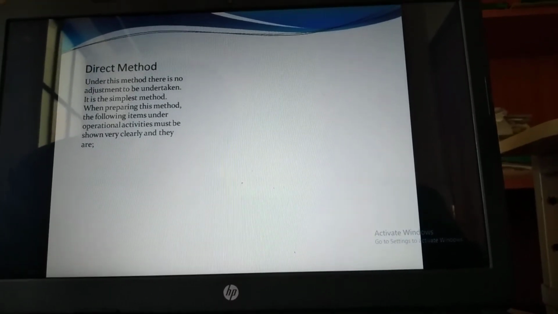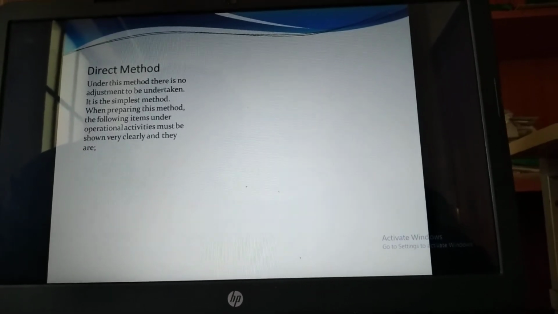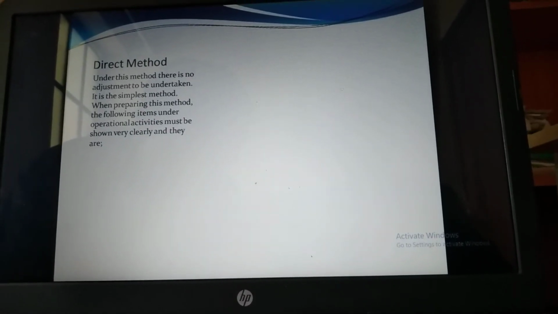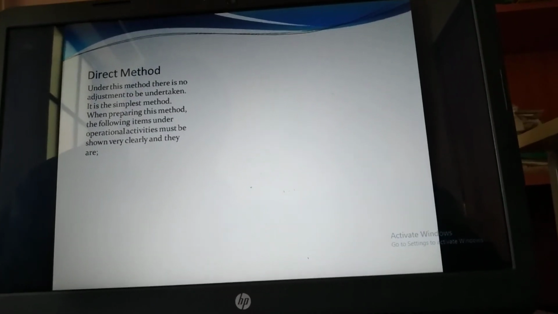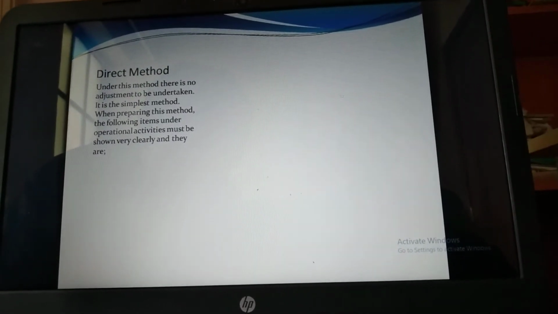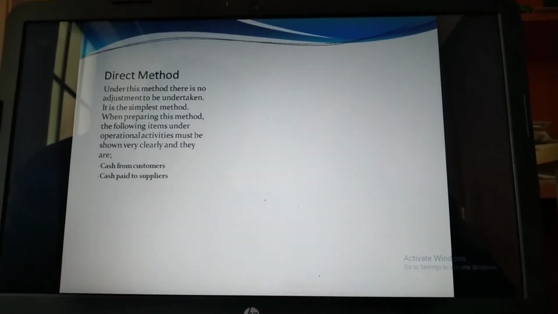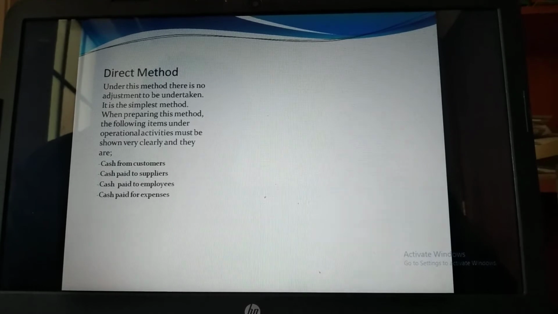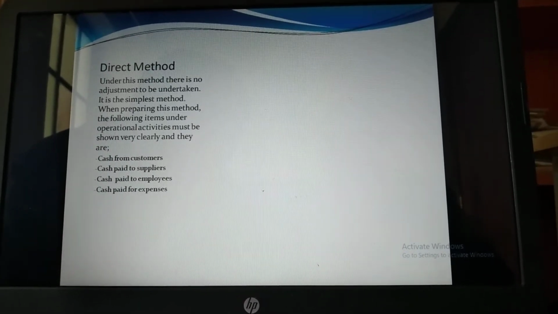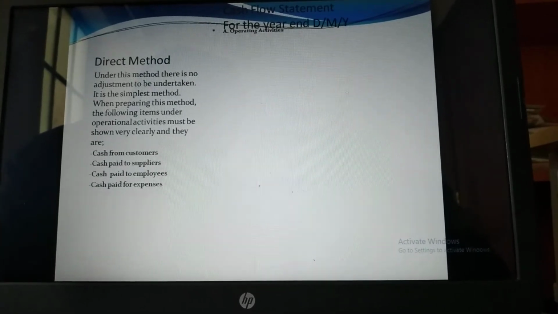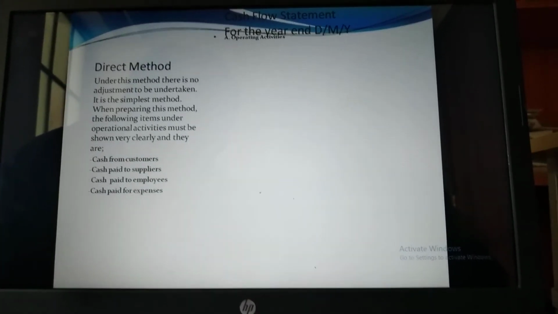When preparing this method, the following items under operation activities must be shown very clearly, and they are: 1. Cash from customers. 2. Cash paid to suppliers. 3. Cash paid to employees. 4. Cash paid for expenses. Now, this is the format of the cash flow statement.